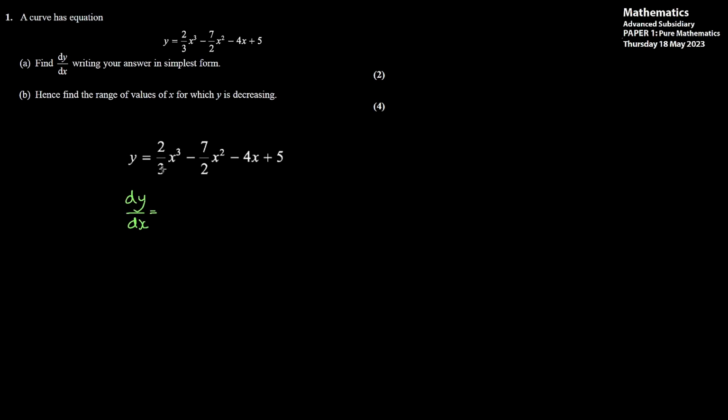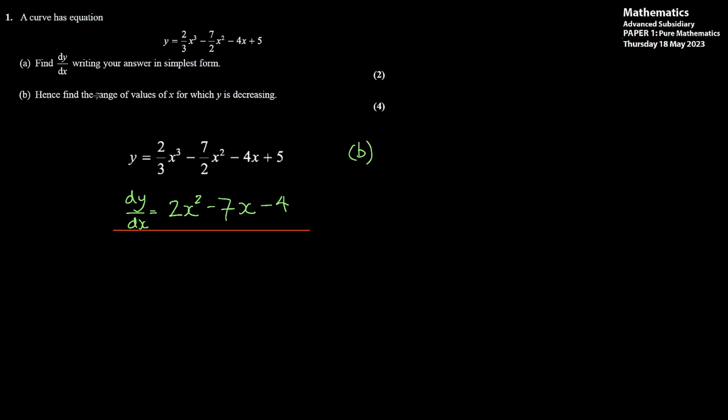3 multiplied by 2 over 3 is 2, and we reduce the power from 3 to 2. Negative 2 comes down, multiplies by the 7 over 2, we get 7, and this is just x. The differential here, effectively, it's the same. We're bringing the 1 down and reducing the power of the 1 to 0, so the x term will effectively disappear. So this is just negative 4. The 5 differentiates to 0, and that will be the answer to part A.